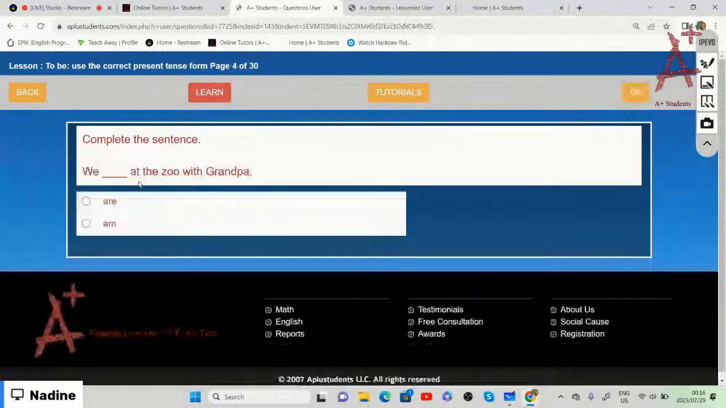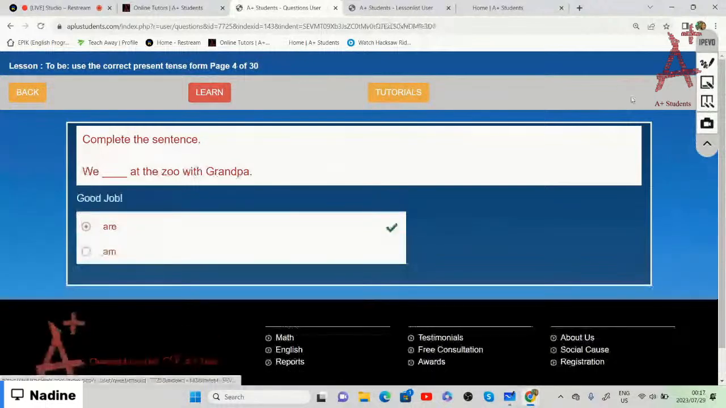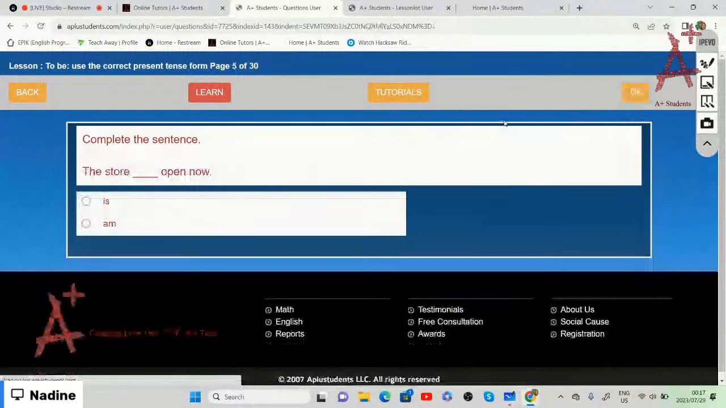We, right? We, which is more than one. Is it we are at the zoo with grandma or we am at the zoo with grandma? All right, so am does not fit within that sentence, which means that we are going to say we are at the zoo with grandma. So are is the correct form.